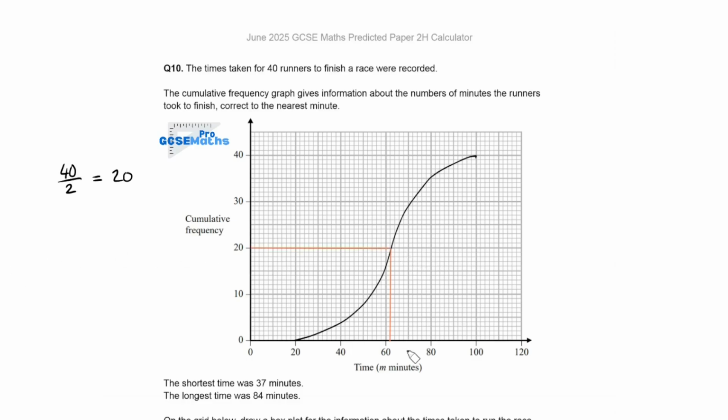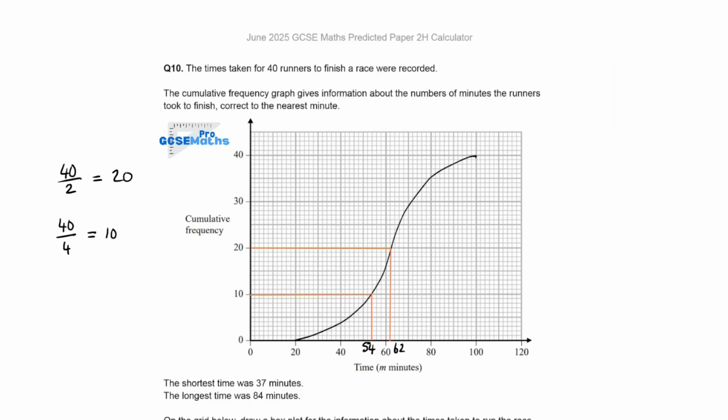So again, be careful of the scale. It'll obviously be the same as your box plot, but we can see here that that should be about 62 for the median. Then for the lower quartile, we do roughly the same, but it's obviously 25%, so we find 1/4 of 40, which is 10. So the 10th runner, we go across and down again. So that one looks to be about 54.